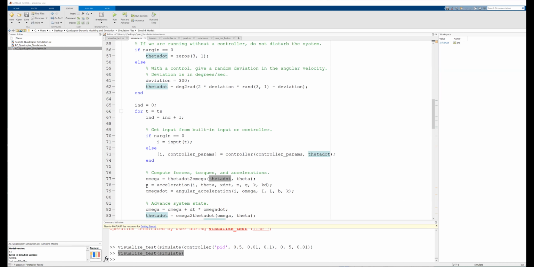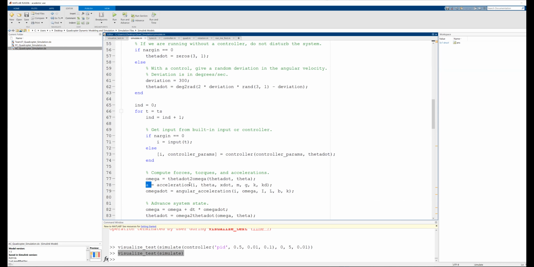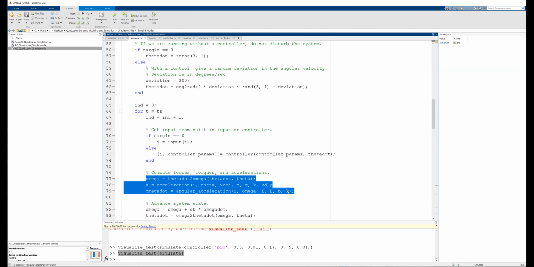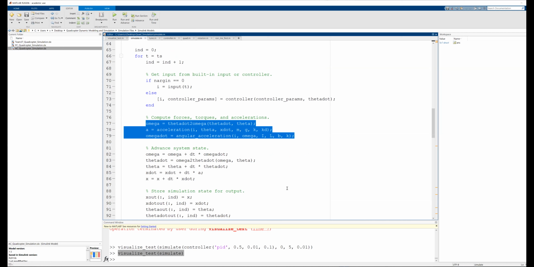Then you have this acceleration function that is going to take the values at every time step: theta, x dot, m, g, k, kd, and then you have omega dot, which is actually found from the angular acceleration function. And these equations are actually implementing 3 out of the 4 equations that I just wrote on the first slide.